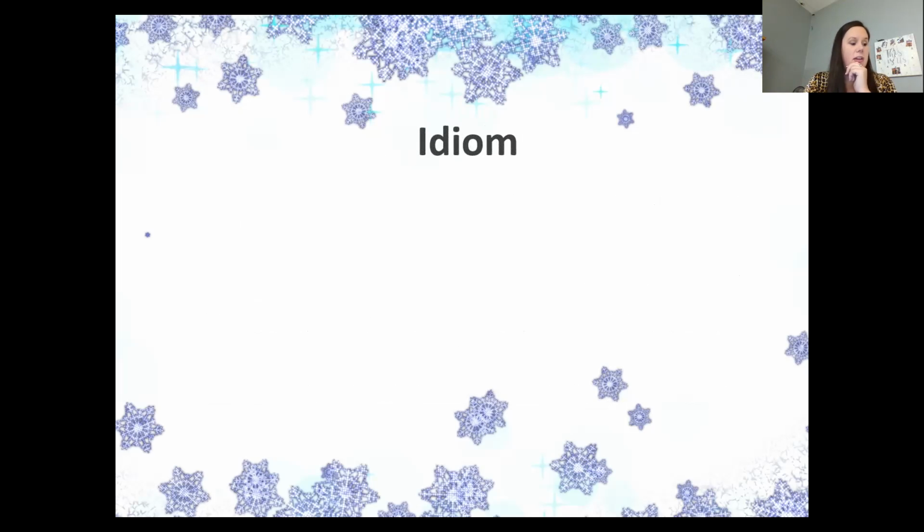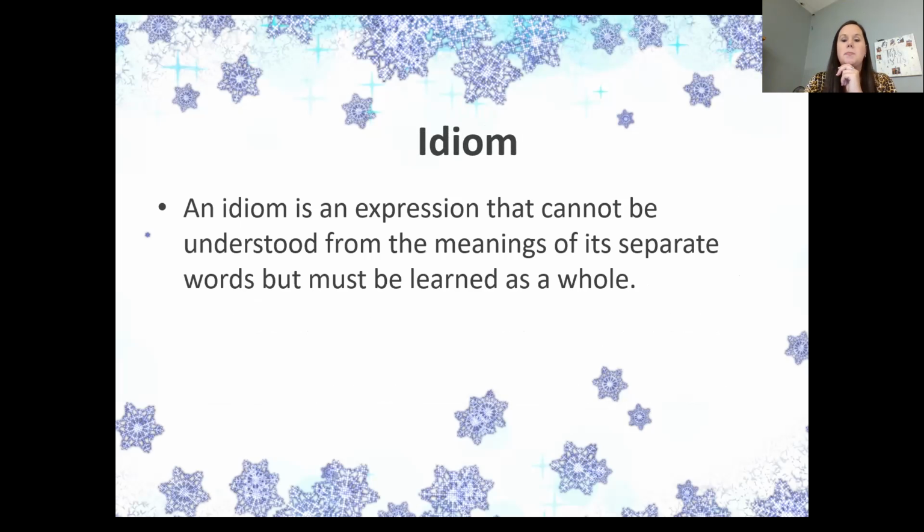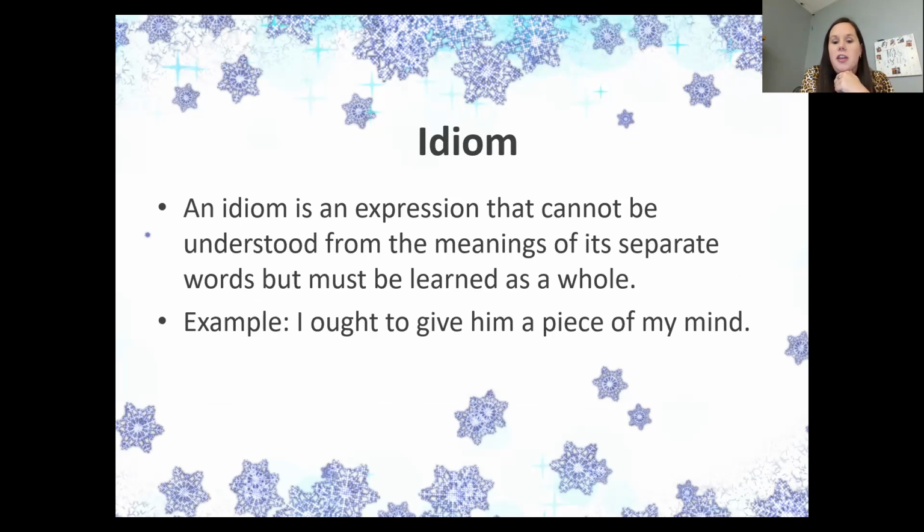Then we have our idiom. An idiom is an expression that cannot be understood from the meanings of its separate words; you have to learn it as a whole, if that makes any sense. Look at this example: "I ought to give him a piece of my mind." Can you understand what that means by looking at the word mind or piece or give? No. But you know what it means: I should tell him exactly what I think. You have to take it as a whole and figure out what it means.